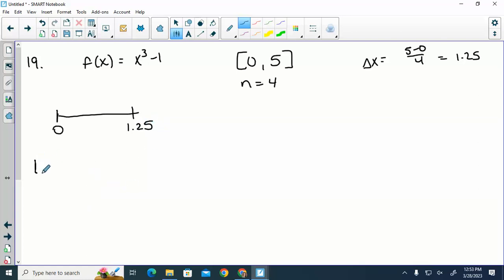Okay, so when I ask for the left hand sum, which of these points is on the left? 0. So we'll start with the 0. Now remember, we're adding up rectangles, right? So every rectangle is length times width. What's the width of all of these rectangles? 5/4 or the 1.25, the change in x. So we're going to multiply by that. So then we need 4 rectangles here.